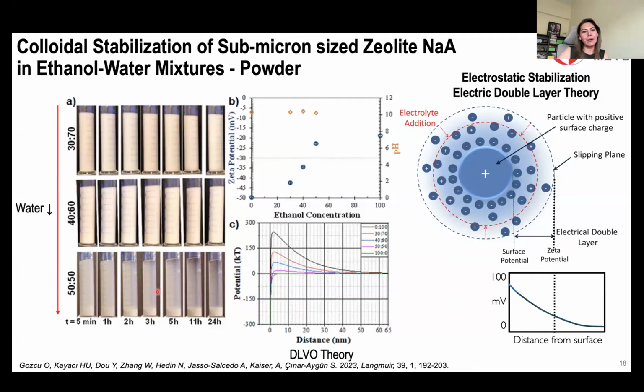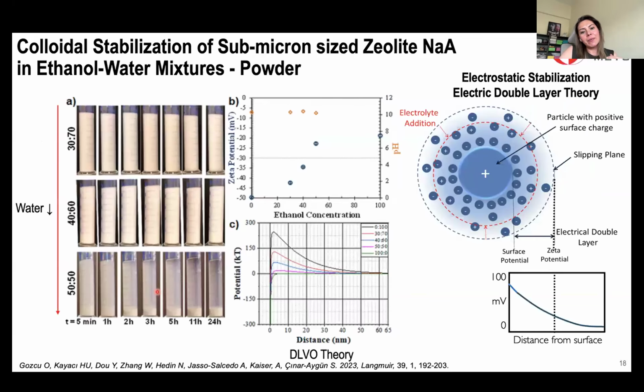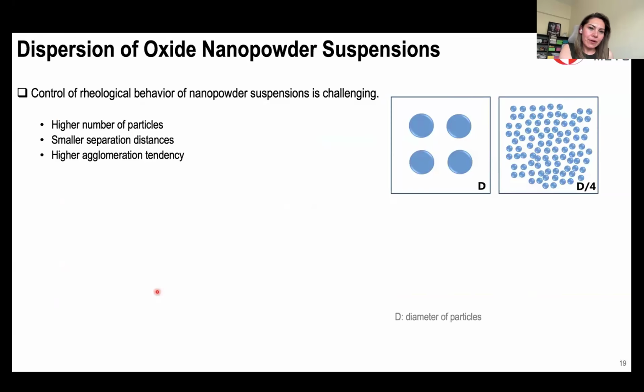So in that case, we cannot use electrostatic stabilization, but we should look for another kind of stabilization technique, like Marcello mentioned, like steric or electrosteric stabilization. Okay, this is the organic solvent, but most of the time we use water as a solvent in ceramic processing. That is from my PhD work, actually.